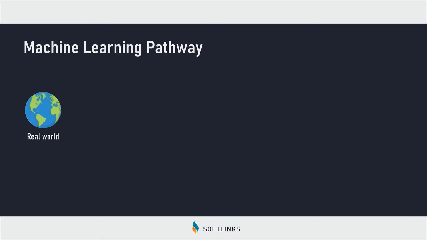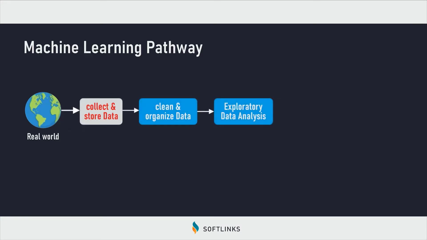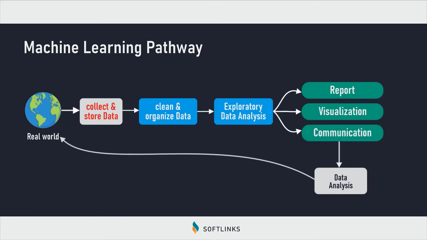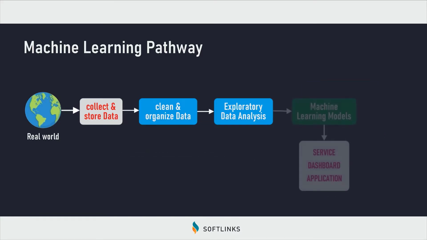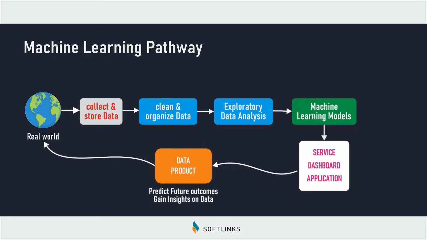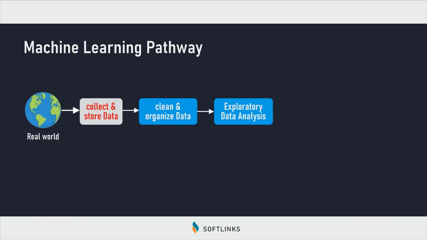So let's quickly review our machine learning pathway. We can recall that if we're trying to perform some data analysis, we collect and store the data, clean and organize it, perform some EDA or exploratory data analysis, and then basically report it, visualize or communicate the data analysis. Or if we have to jump into a machine learning model to create a data product after the EDA, we create that machine learning model and then create a data product from it. So right now, we are essentially in the phase of cleaning and organizing our data and performing exploratory data analysis.